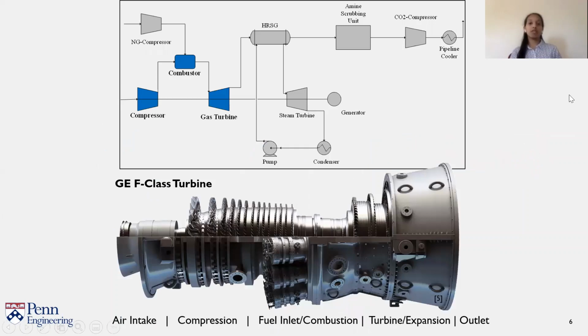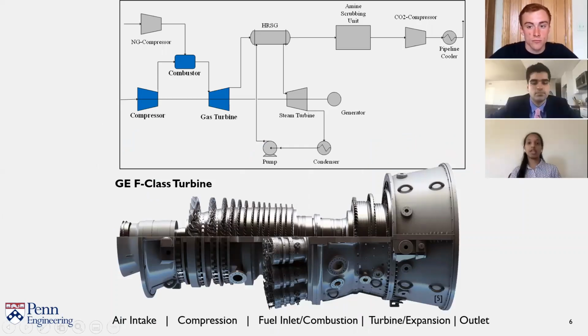For our equipment design, we combine the air compression, combustion, and expansion steps into one unit. This is what's typically done in industry, so we modeled our process with a GE F-class turbine. As seen in the diagram, the air is compressed in the cold section and combusted with natural gas that is injected into the hot section. These combustion products are then expanded in that hot section.